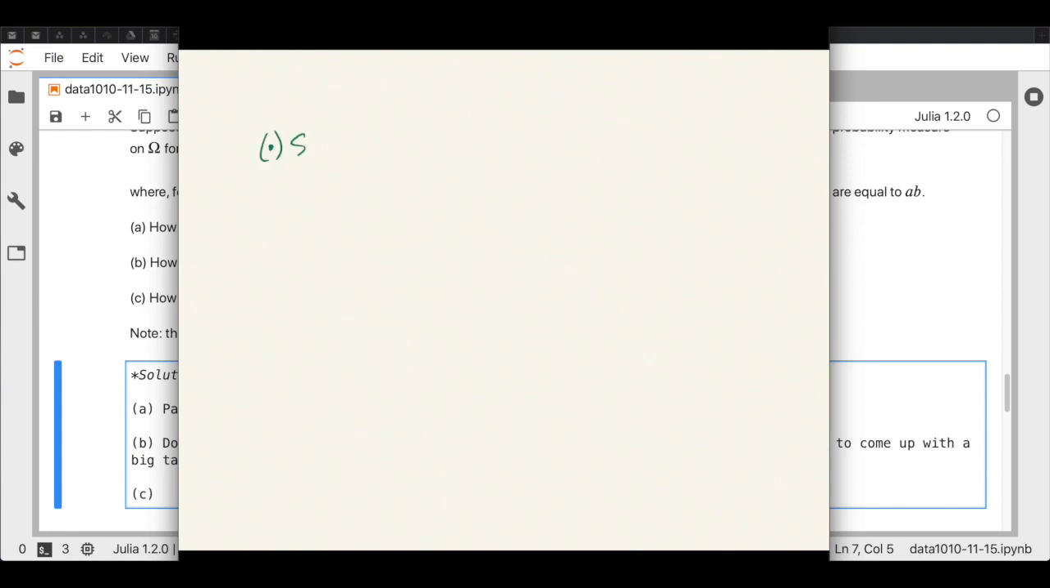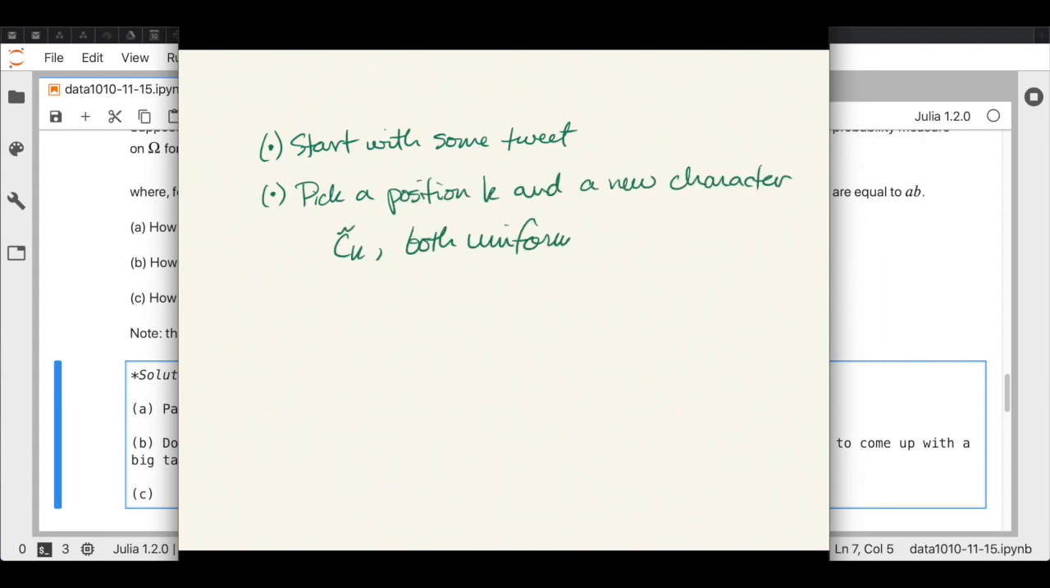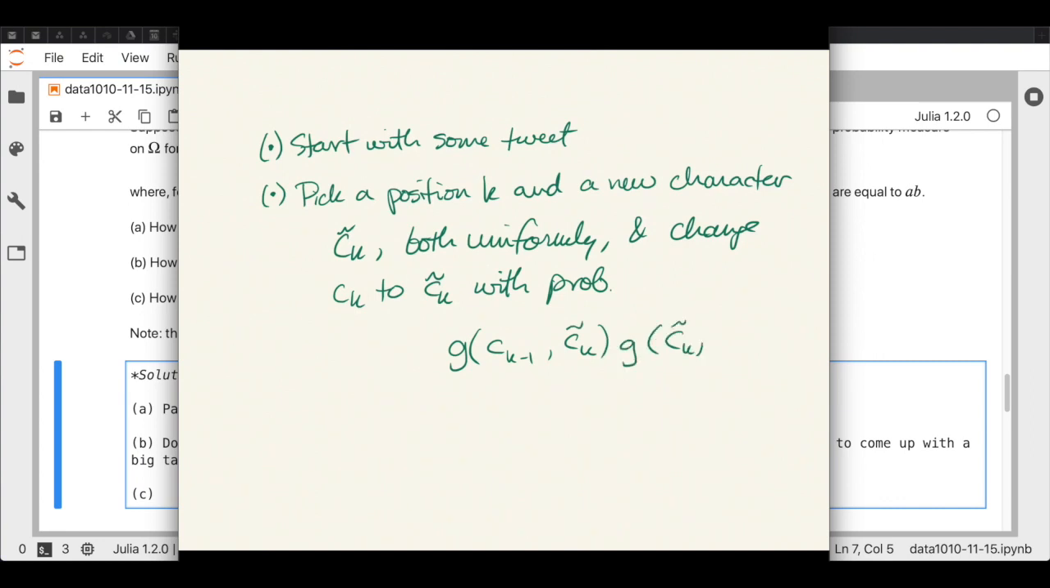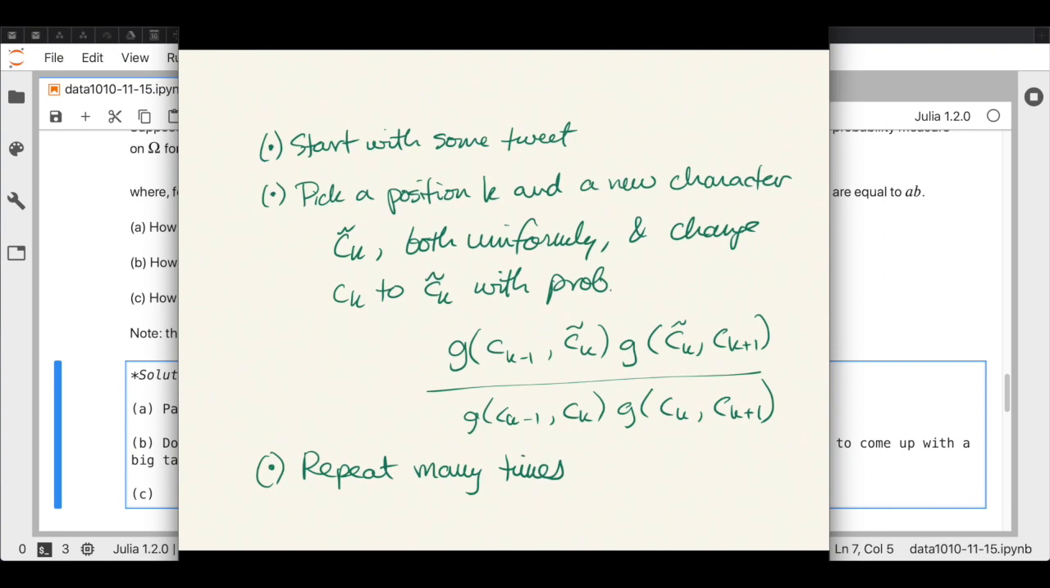So that's it. We start somewhere in the tweet space. We pick a position between 1 and 280 uniformly at random, and also a new character uniformly at random from the 27 possibilities. Then we actually make that proposed change with probability equal to the ratio of the factors that the change affected. And then we just repeat this update many times. After sufficiently many steps, Metropolis-Hastings says that the distribution that describes where we are in the tweet space is approximately proportional to this plausibility score we have for each tweet.